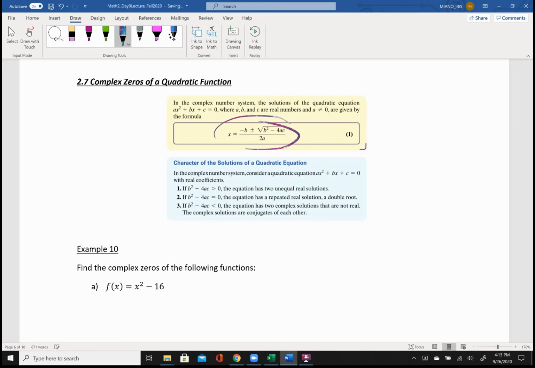If you were to sing it to Pop Goes the Weasel, it'd go x equals opposite b plus or minus the square root b squared minus 4ac all over 2a.